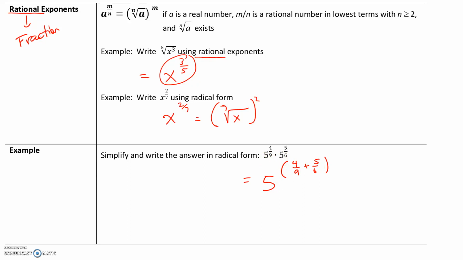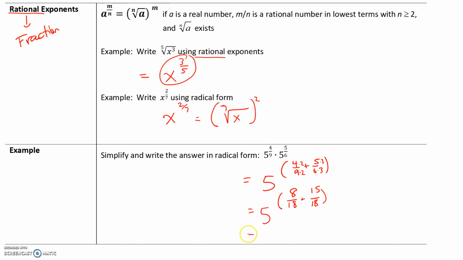When we add fractions, we need a common denominator. So between 9 and 6, our common denominator is going to be 18. Okay, so 9 times 2 is 18, and 4 times 2 is 8. 6 times 3 is 18, and 5 times 3 is 15. So we get 5 to the 8 over 18 plus 15 over 18.